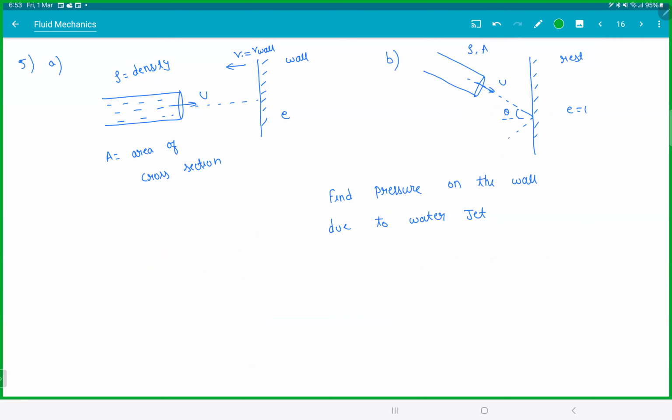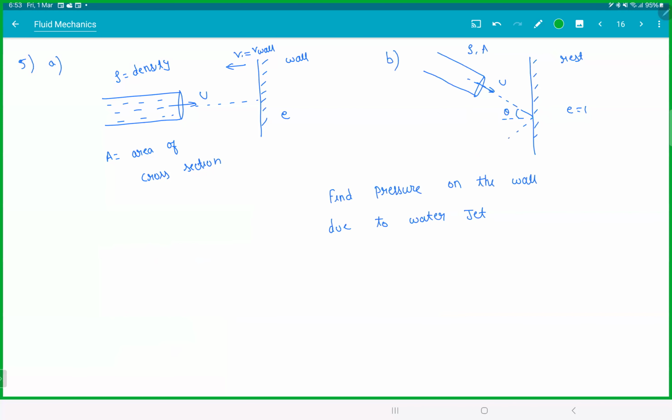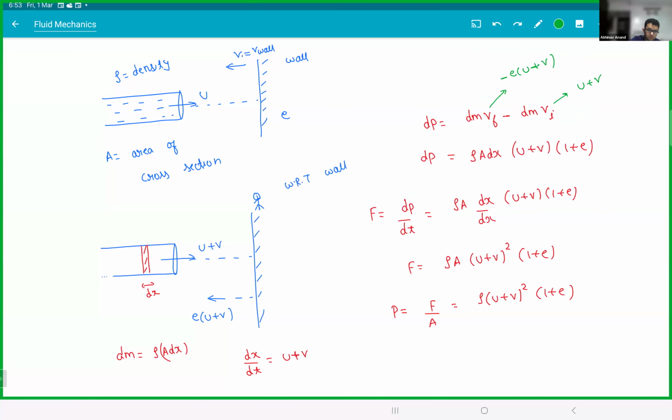Question is not over. The main question is the B part. Get this one. The water jet is hitting at an angle theta. Wall is at rest. E is equal to 1. Find the pressure acting on the wall. That's the main question. I'm turning back to the question. Any doubts on this page? Try. You got 2 minutes for this. So can you show that one for a minute?